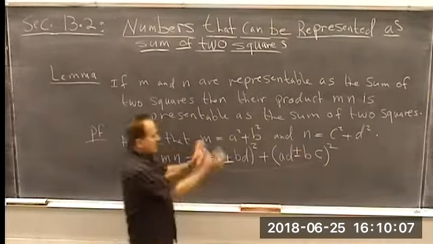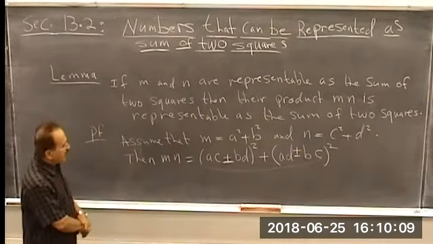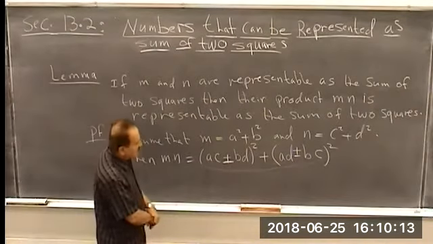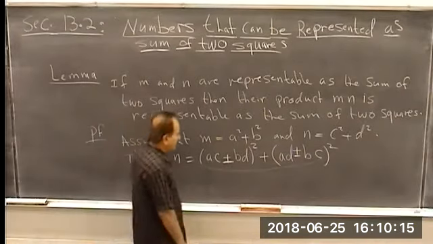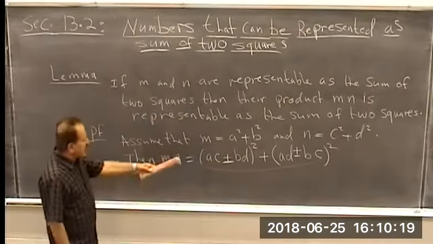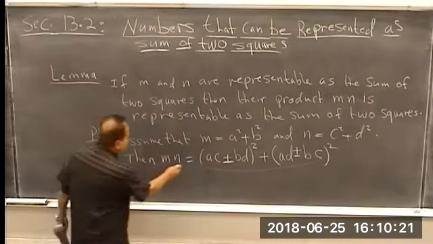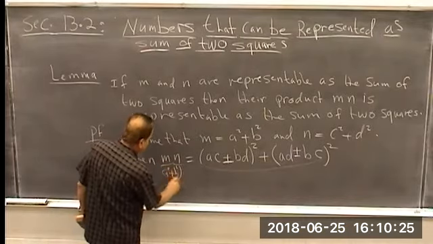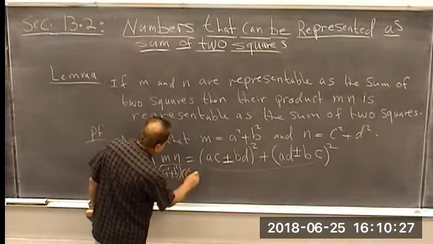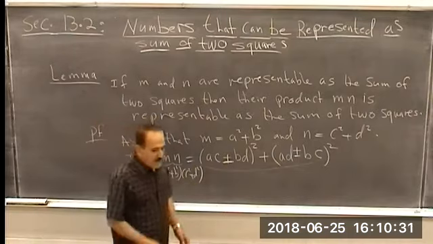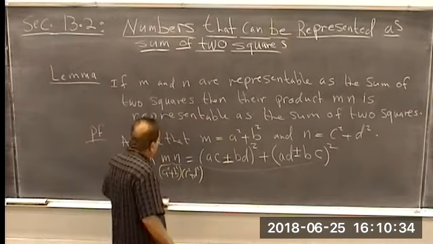So in other words, you have alternating signs on the two terms that are squared. This is just by going from the right-hand side to the left-hand side, which is of course A squared plus B squared times C squared plus D squared, just by manipulation.